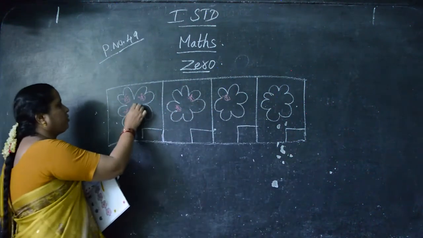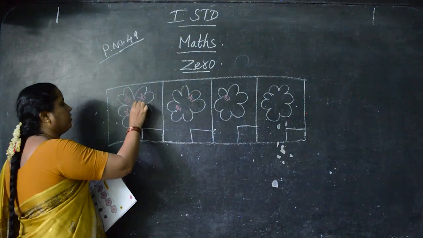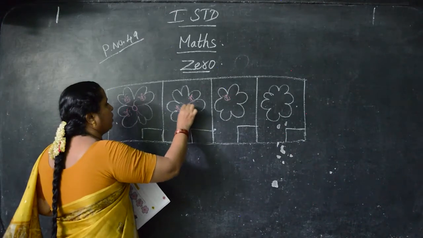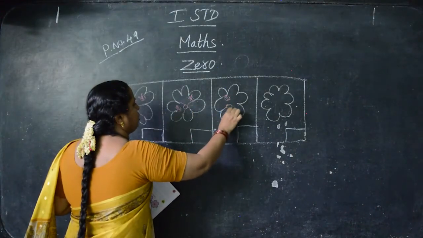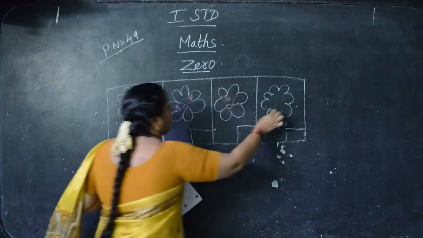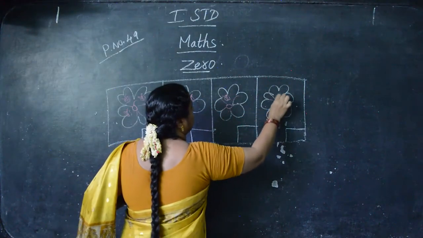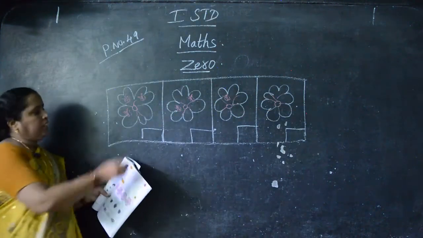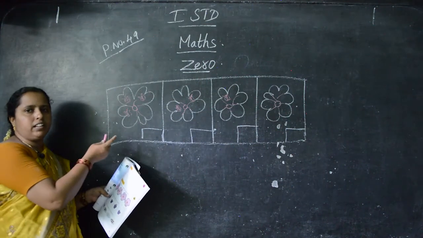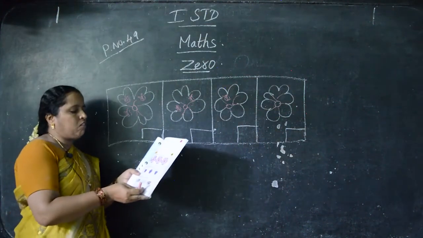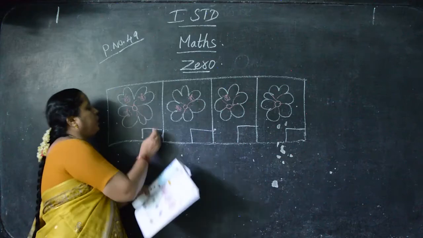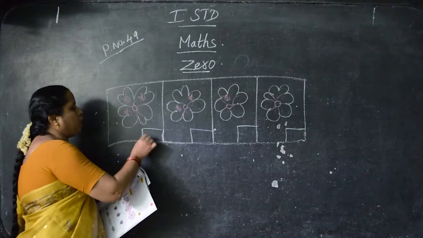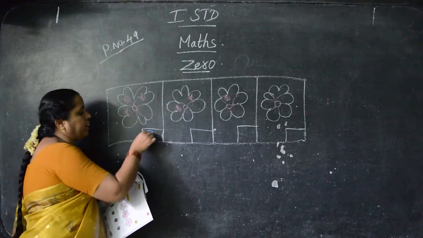See, children, all listen here. So this is the flower. In that see, in the first flower, how many butterflies are there? Count and say, children. Take your book and count and say. See, there are 1, 2, 3 butterflies. So how many butterflies in the first flower? 3. So you should write here 3.